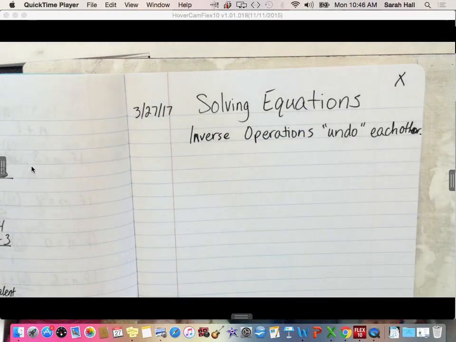And today's date and the symbol, go ahead and write that down. And write down: inverse operations undo each other.